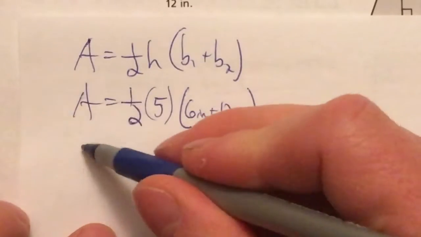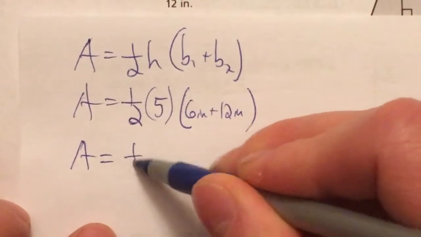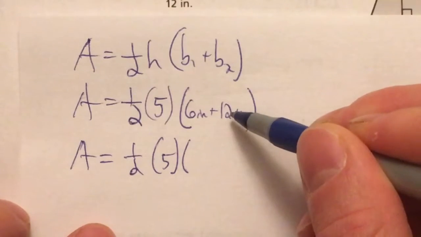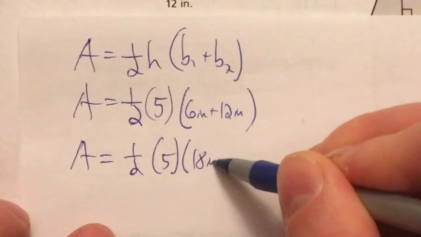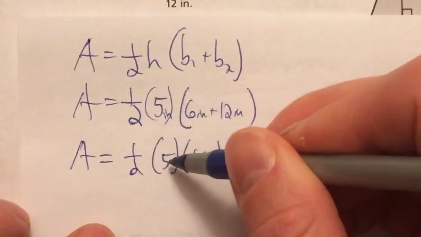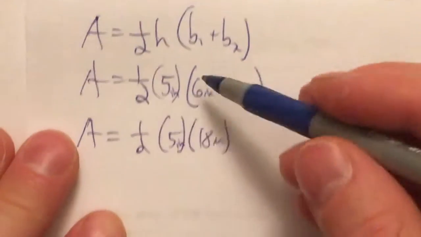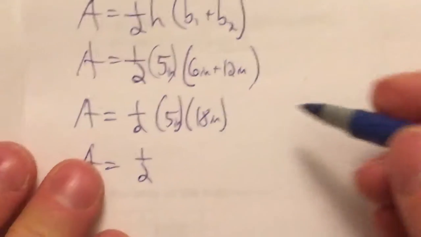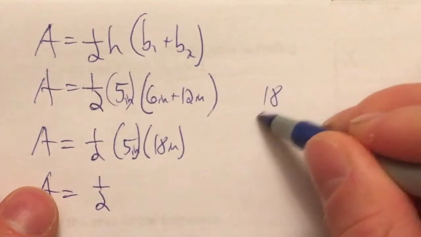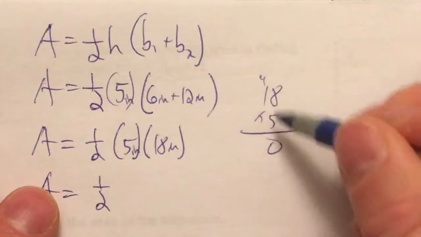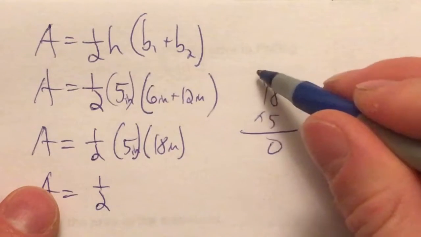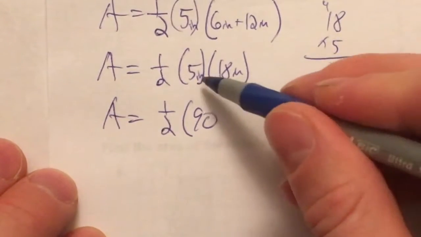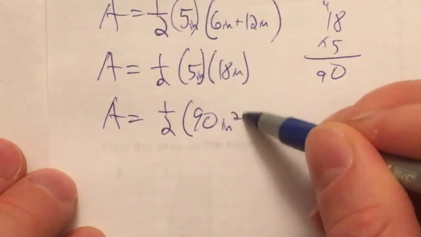So now here we go. Let's crunch some numbers here. 1/2 times 5. 6 inches plus 12 inches is 18 inches. And shame on me, I forgot to put little inches right there. So it's 5 inches. That's the height. So area is equal to 1/2 of 5 times 18. So 18 times 5, that's 45. 5, 6, 7, 8, 9. So 90. So the area is equal to 90, and inches times inches is inches to the second power.